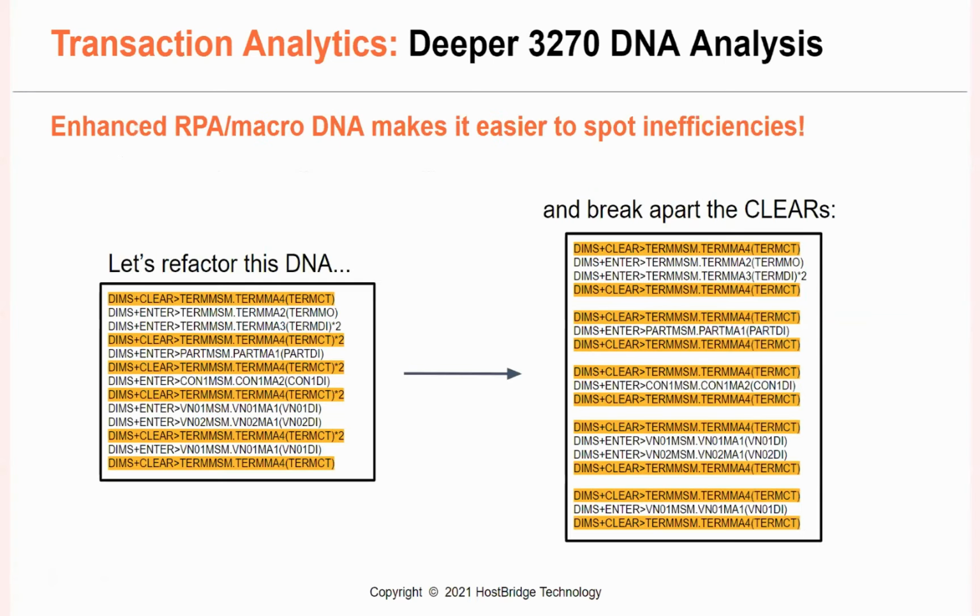Now, the fun thing is, once we begin to show customers this enhanced DNA, it really makes it easier to spot inefficiencies. And it lets us play some what-if games. One of the things that the customer said was, hey, that DNA looks pretty suspicious, particularly all those clear keys. And so we said, okay, let's break apart all those clear keys and look at this DNA a little differently. And when they looked at this, that's, as we call it, the jaw-hits-the-table moment, where they go, uh-oh, I see a problem.